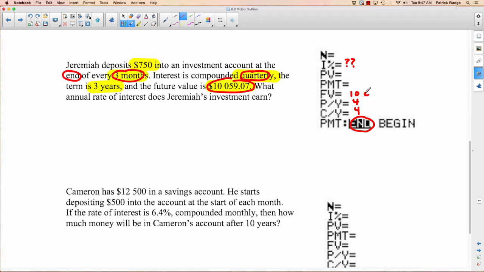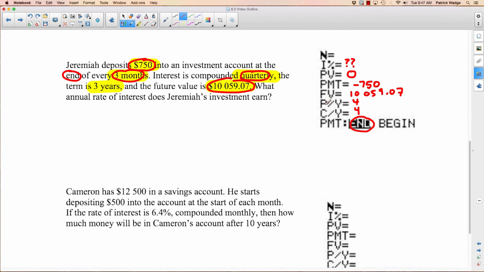Future value. We've got that right here. $10,059.07. How much is his payments? Payments are $750. That's what he's putting in every time. Now be careful. He's putting that money into the bank. It's out of his pocket. So that should be a negative number. Present value. How much does he currently have? None. This is right when he's opening up the account, and he doesn't put money in until the end. So the present value is 0.